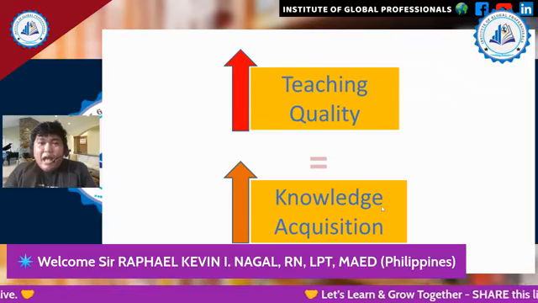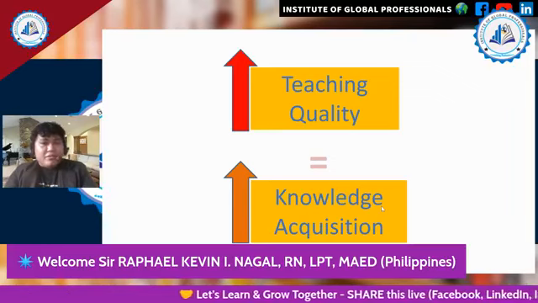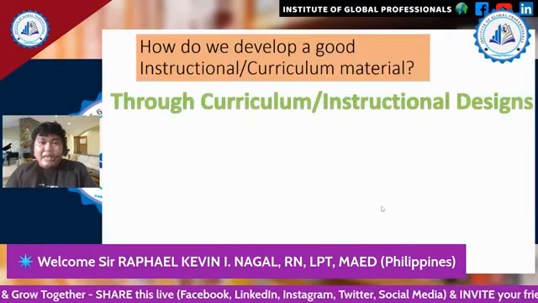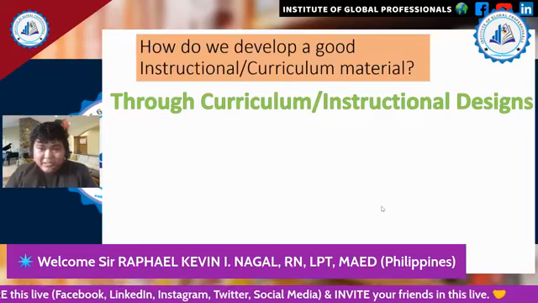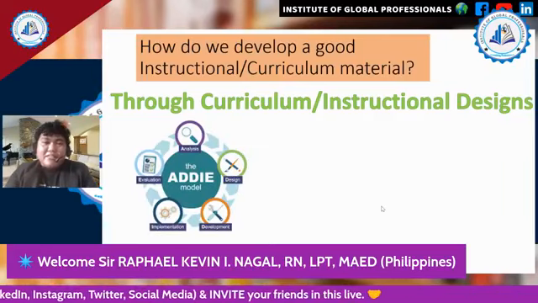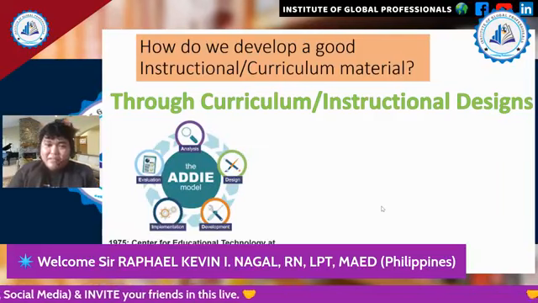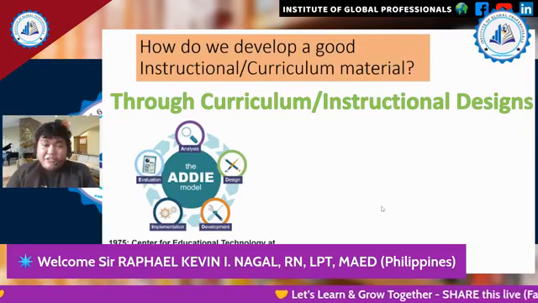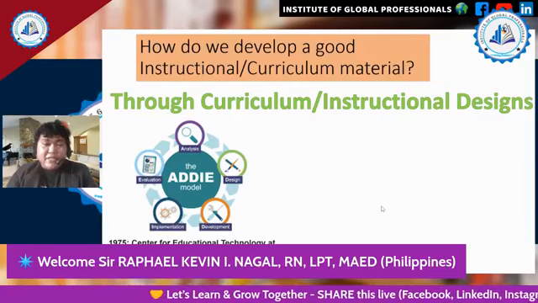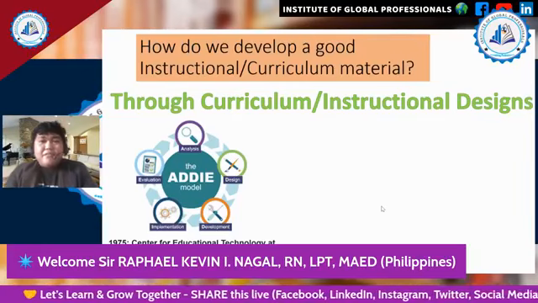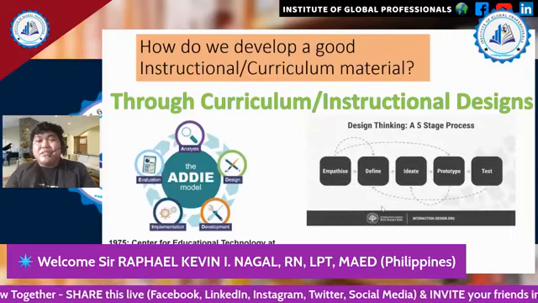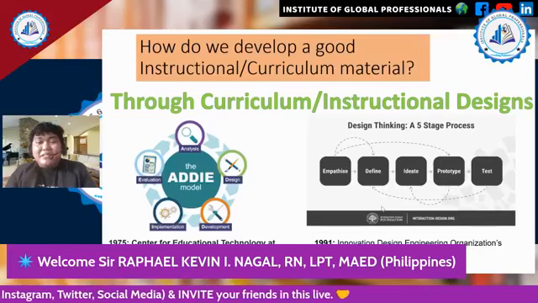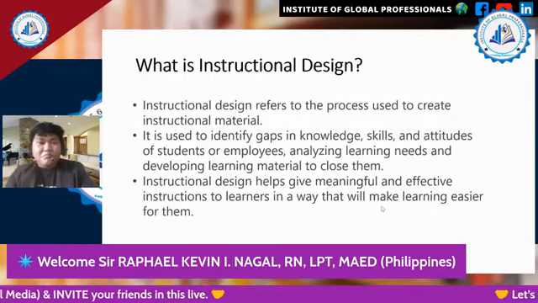Now, how can we create an instructional material which enhances our quality in teaching? Well, we have curriculum or instructional designs. These designs include the most common one, the ADDIE model, which was created in 1975 by the Center for Educational Technology at Florida State University for the U.S. Army. And right now, the topic of my discussion will be focused on the design thinking process or the design thinking model, which was created by our IDEO founder, David Kelley, in 1991.